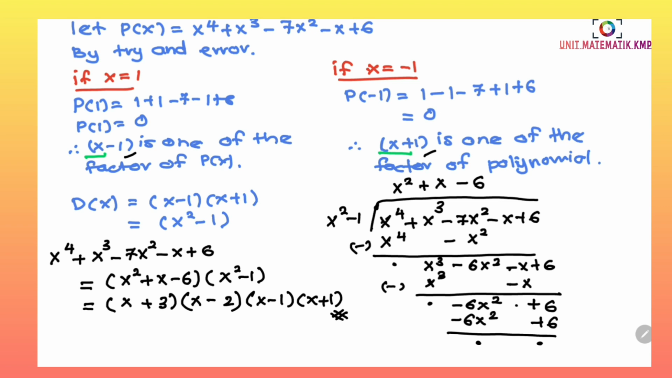Okay, next we want to find the roots. The question asks us to find the roots. So what are the roots? Can you identify what the roots are? The roots are found by taking each factor and equating it to 0. So x plus 3 equal to 0. So the roots are x equal to negative 3, x equal to 2, x equal to 1, and x equal to negative 1. Okay, that's all.